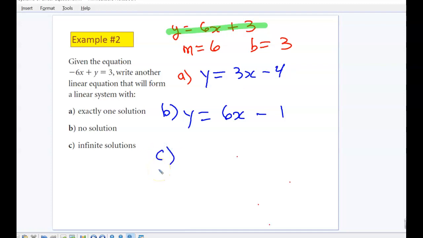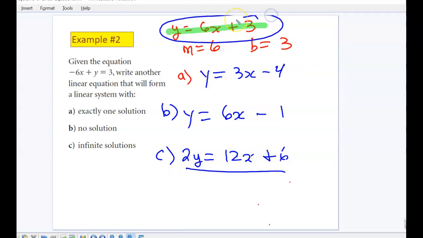For part C, to find an infinite number of solutions, I'm just going to take my original equation and times everything by 2. And now I have a linear system, this guy here and this guy here, that will have an infinite number of solutions because technically they're the exact same line. So that example was pretty easy. Again, there's more than one possible solution for these, but this is one possible case.